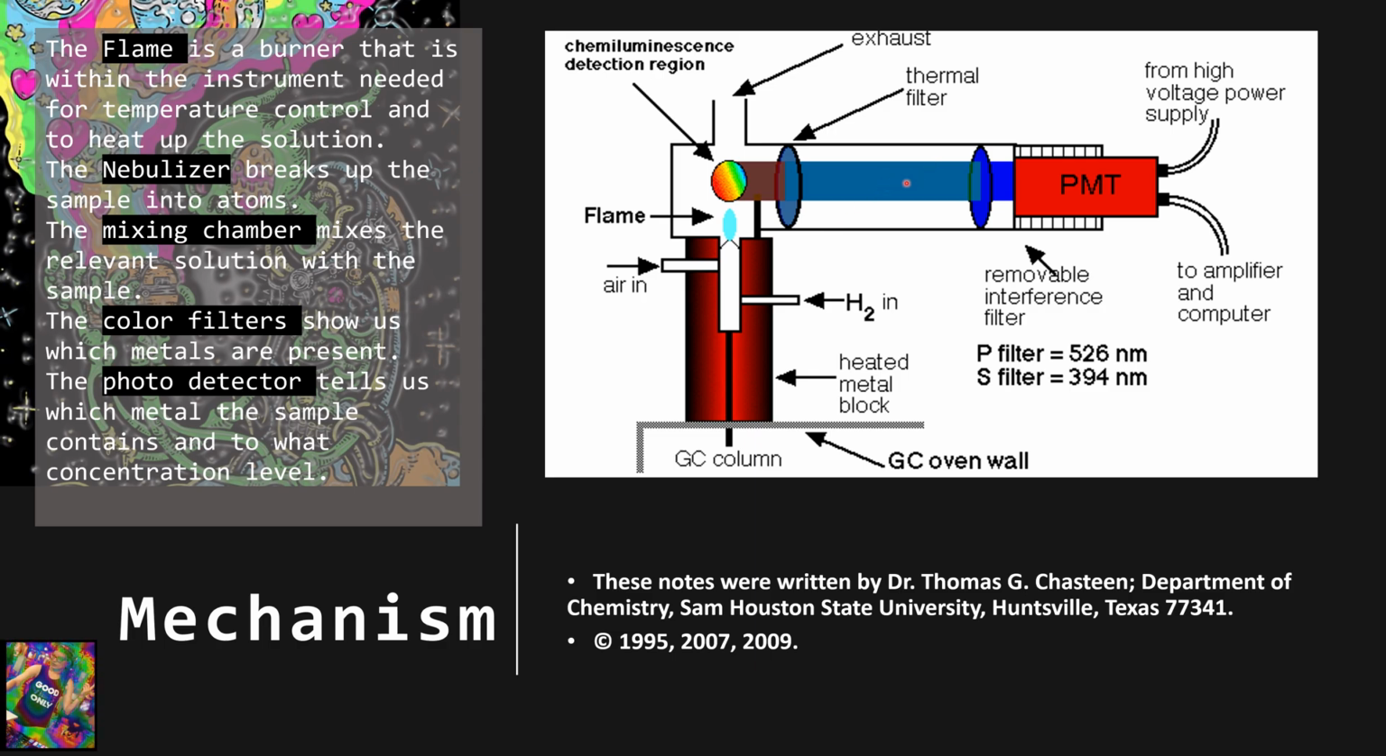Now the last one is emission. Since the higher energy state is unstable, the atoms jump back to the ground state or low energy state to gain stability. This jumping of atoms emits radiation with a characteristic wavelength. The radiation is measured by the photodetector.